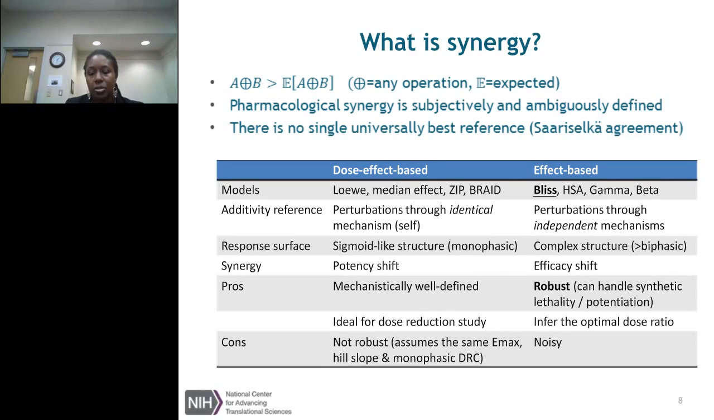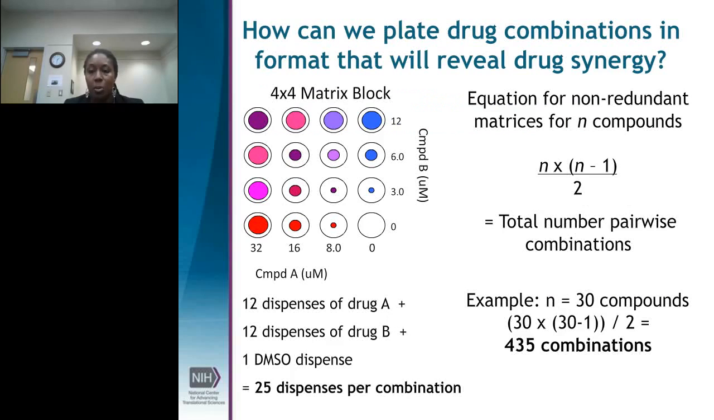But let's get back to how we can do this in a way that is meaningful and will reveal drug synergy. How can we combine compound A and compound B in a way that will reveal drug synergy? What we tried when we were first implementing this platform is to do a 4x4 matrix block, which is pictured here. And so what you'll see is that compound A is on the x-axis of this block, and it exists in 3 doses in this 4x4 block at 8 micromolar, 16 micromolar, and 32 micromolar.